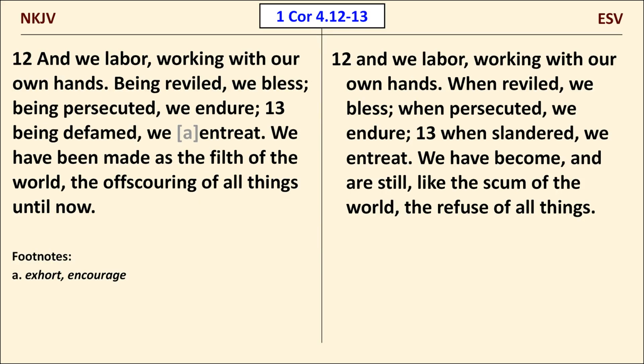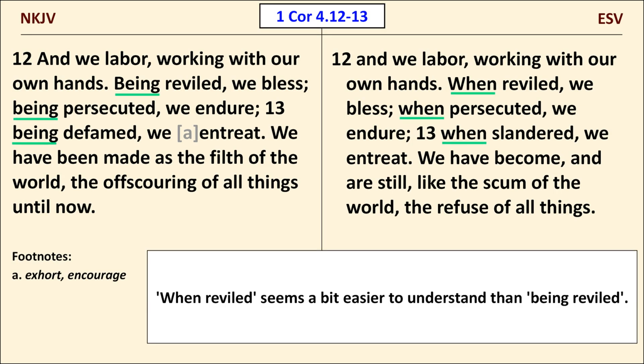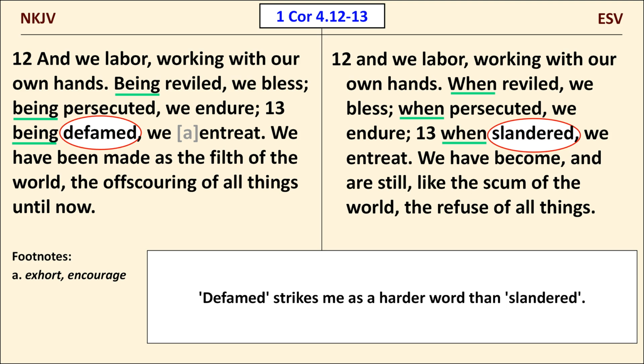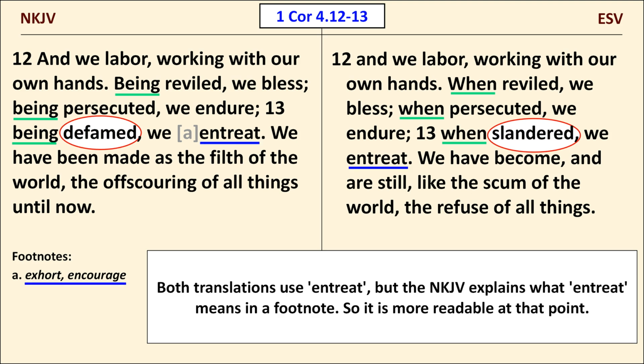Now let's compare some passages side by side. Let's start with 1 Corinthians 4, verses 12 through 13. The NKJV's being reviled seems a bit harder to understand than when reviled. The NKJV's defamed strikes me as a harder word than slandered. Both use entreat, but the NKJV gives a synonym and a footnote.